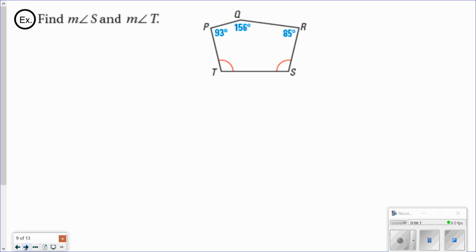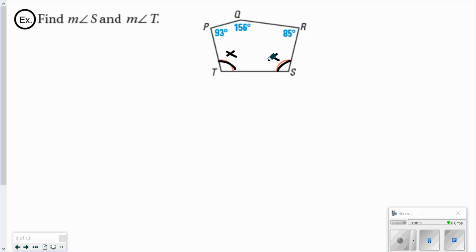Find the measure of angle S and angle T. If you look at your diagram, we notice that S and T both have these tick marks. So what does that mean about the measures of both those angles? It means that they are congruent. So I'm actually going to call both of these x.